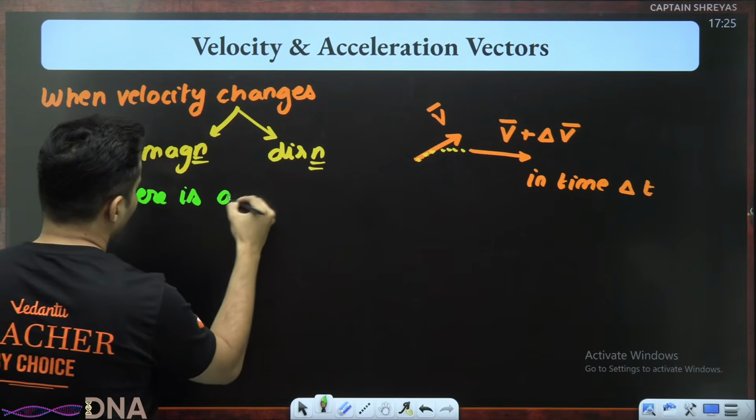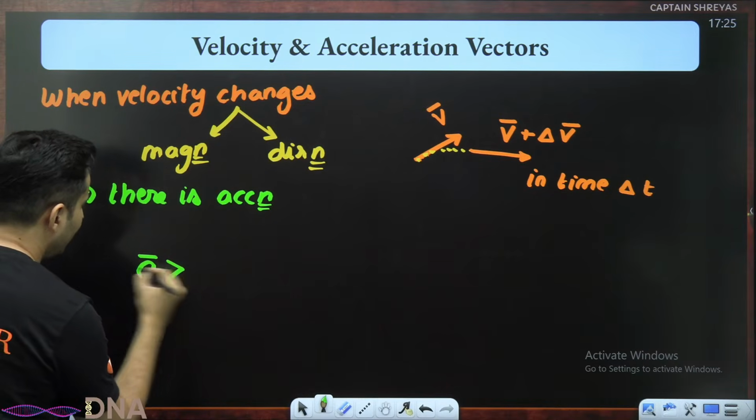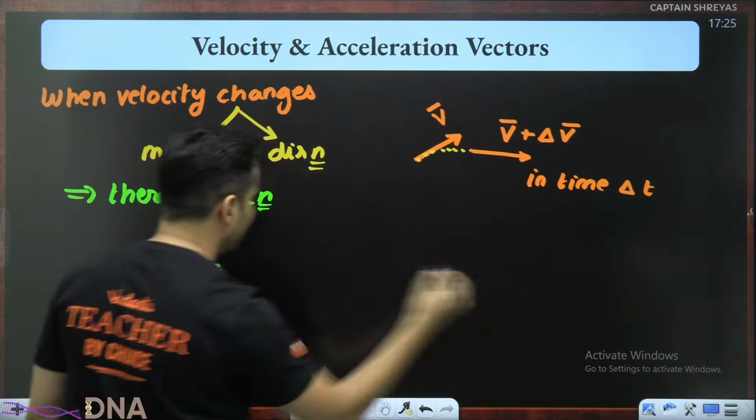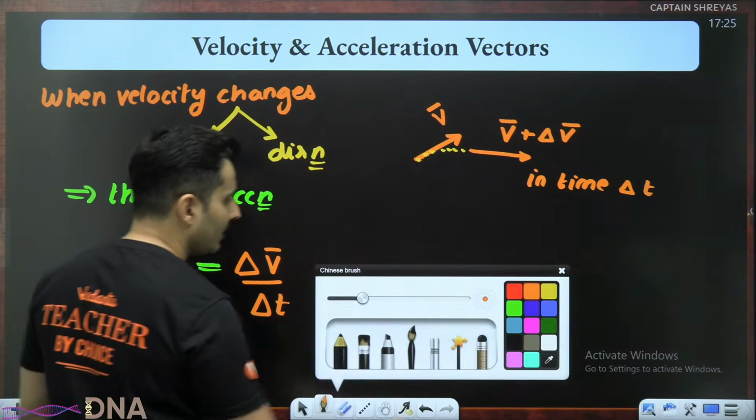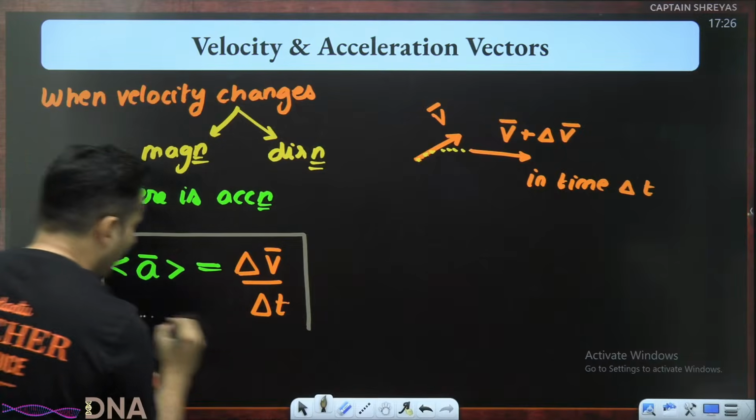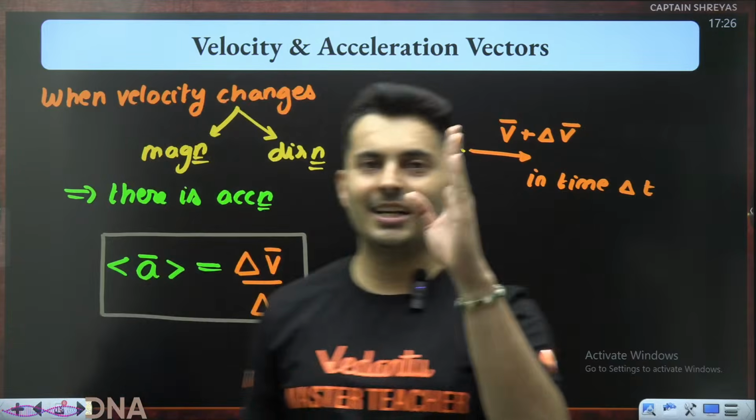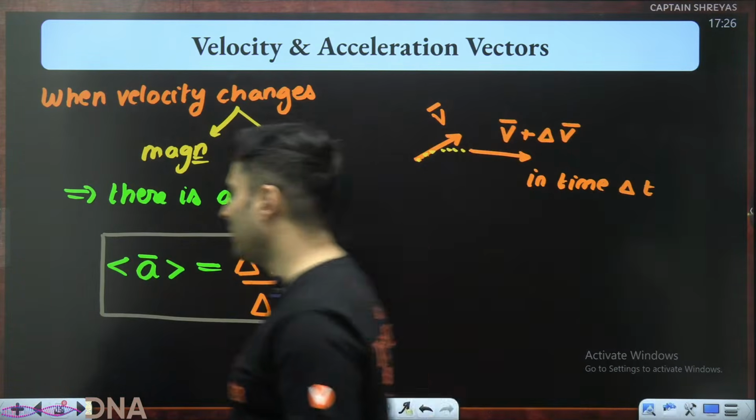In fact, the average acceleration formula is as simple as change of velocity divided by the time taken. That's it. It is how much did my velocity change upon what is the time taken. That's all is there to find average acceleration. Change of velocity by the time interval.